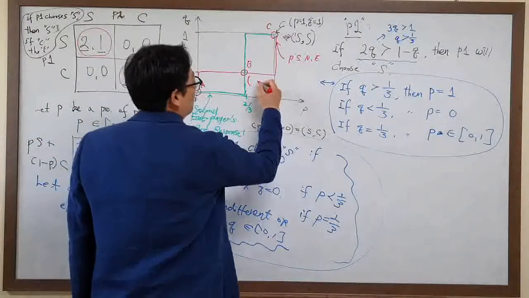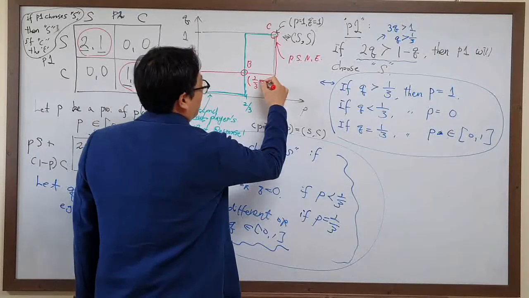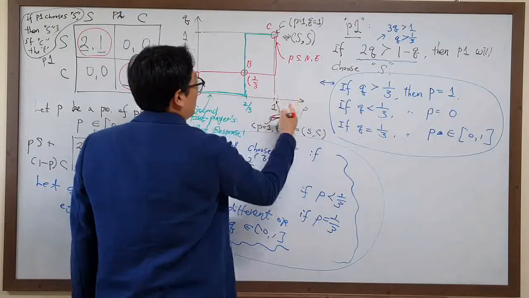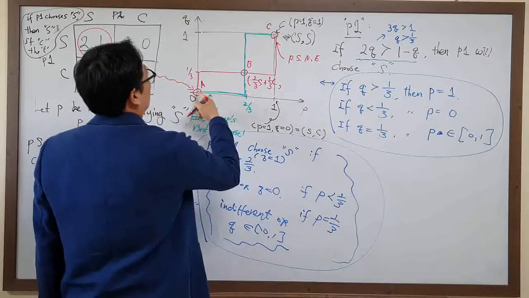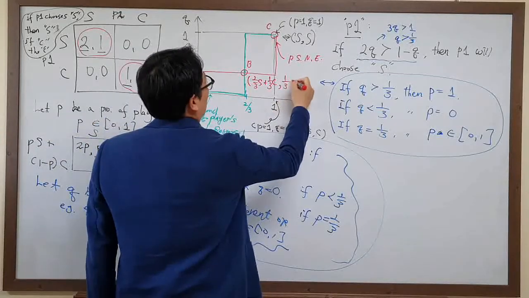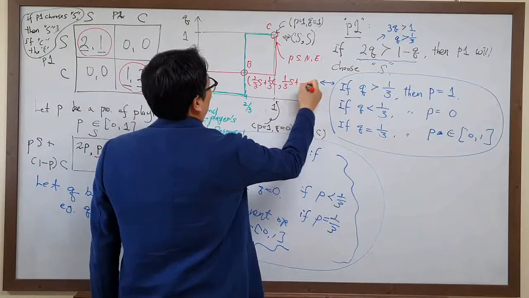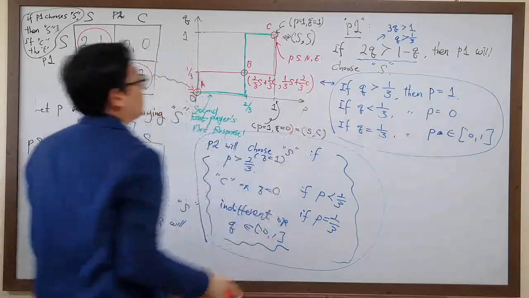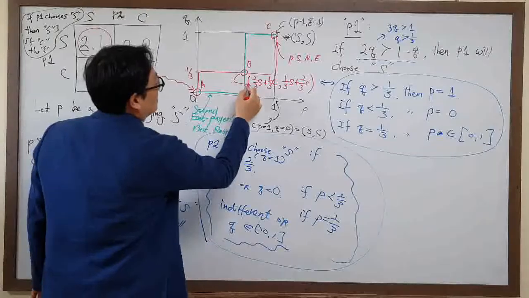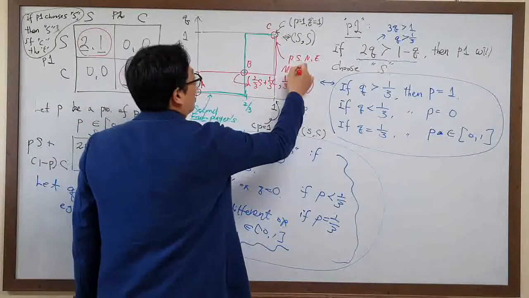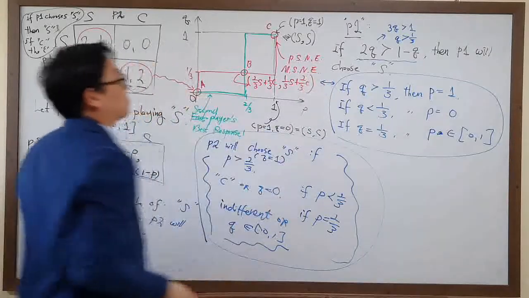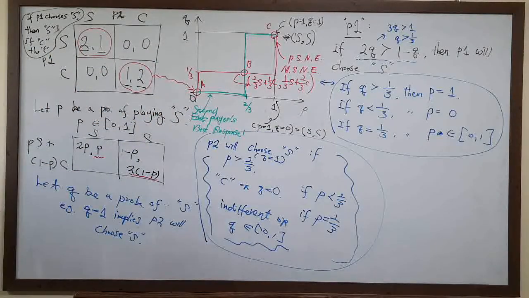This point means P is 2 over 3 S plus 1 over 3 C, and Q is 1 over 3 S plus 2 over 3 C. This point represents this. And I claim that that is also a Nash equilibrium. In particular, this is a mixed strategy Nash equilibrium.